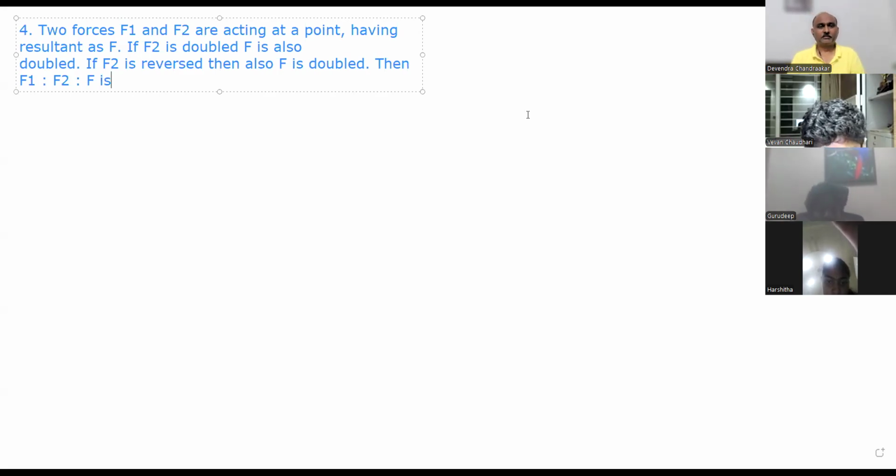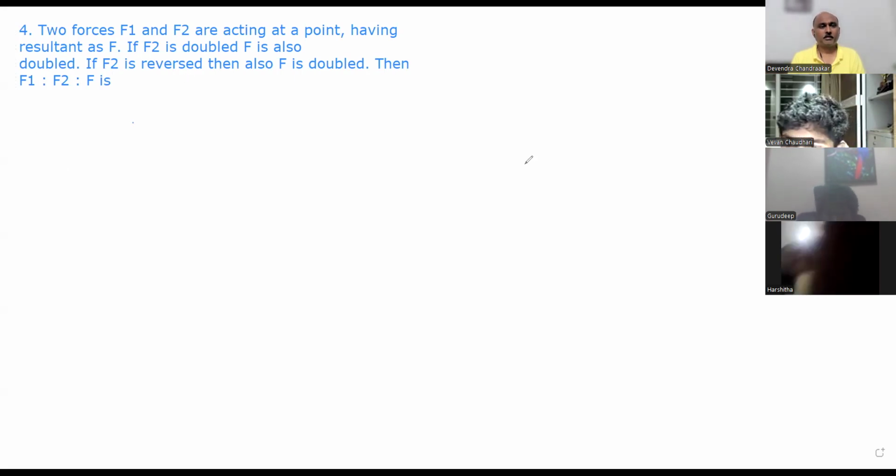So two forces F1, F2 are acting at a point having resultant as F. If F2 is doubled, F is also doubled. If F2 is reversed, then also F is doubled. Then F1 is to F2 is to F is?